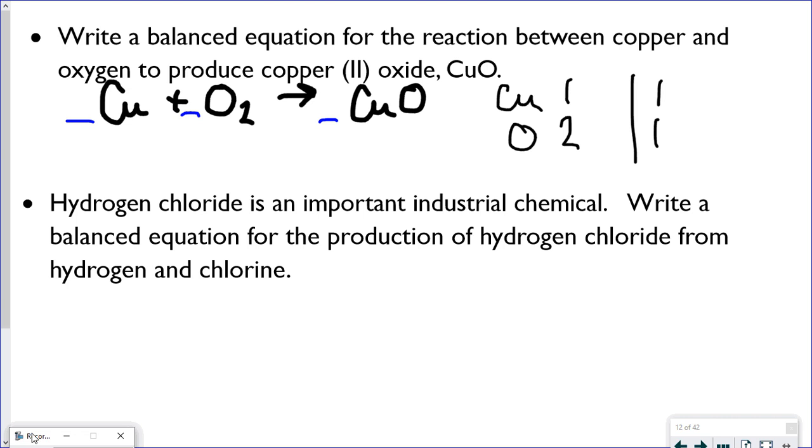So we need to multiply by 2 on that product side, but that coefficient goes in front of the entire substance that has oxygen. So it will go in front. So that does give us 2 oxygens, but that also gives us 2 coppers. So now our oxygens match, but now copper no longer matches. So we have 2 on the product side, 1 on the reactant side, so we also need to multiply by 2 on our reactant side so that everything matches. You've now completely balanced an equation.